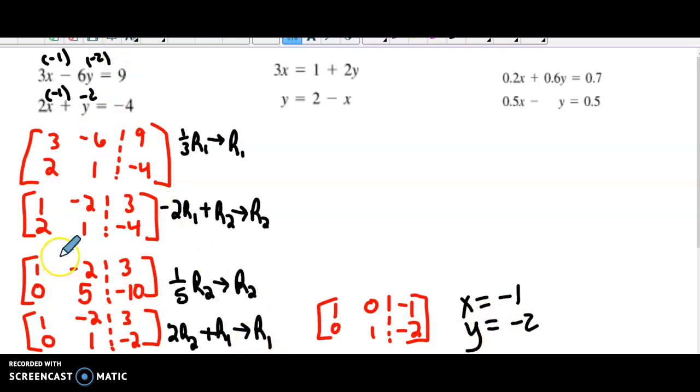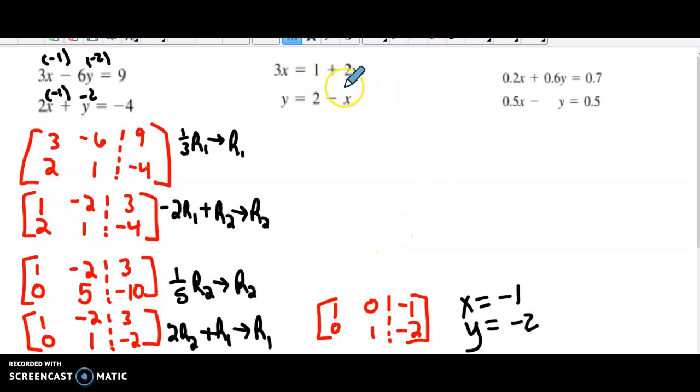Is it easier just to solve a 2 by 2 the ways that we've been doing since Algebra 1, substitution or elimination by addition? Yes. But when I get up to a 4 by 4 or a 5 by 5, it's easier to crunch these numbers in a matrix. We're just practicing them.